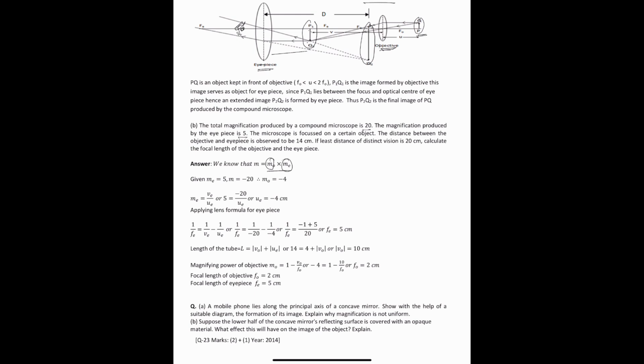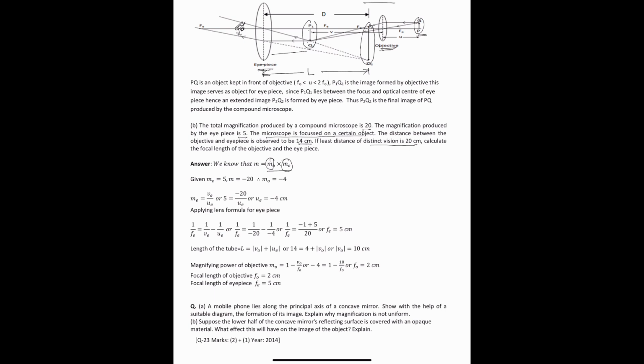is 5. The microscope is focused on a certain object, and the distance between the objective and eyepiece is observed as 14 centimeter. This is the tube length, okay? This is the tube length, the separation between the objective and eyepiece. If the least distance of distinct vision is 20 centimeter, calculate the focal length of the objective and eyepiece.